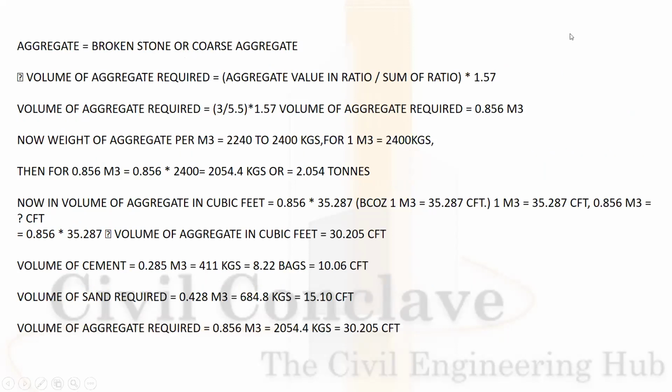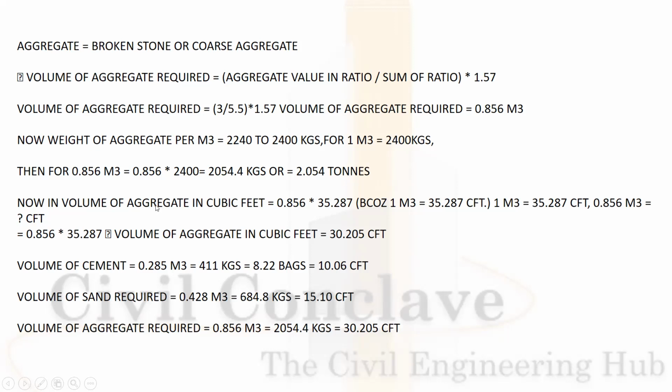Aggregate. Volume of aggregate required is by the same ratio: aggregate value in ratio divided by sum of ratio multiplied by 1.57. Volume of aggregate required, 3 divided by 5.5 multiplied by 1.57, is 0.856 m cube. Now weight of aggregate per m cube is 2400 kgs. Then for 0.856 m cube, you require 2.054 tons.